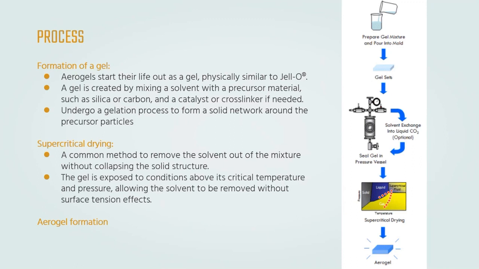After that, it goes through supercritical drying, which is a very common method used to remove the solvent out of the mixture without collapsing the solid structure. The gel is exposed to conditions above its critical temperature and pressure, allowing the solvent to be removed without surface tension effects. As you can see in the pictures over here, this is the step to make an aerogel. And after the supercritical drying process, an aerogel will be formed.